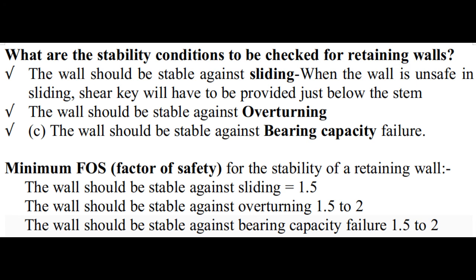The minimum factor of safety for the stability of a retaining wall, please write it down. Number 1, against sliding it is 1.5; against overturning it is 1.5 to 2; against bearing capacity it is 1.5 to 2. So here I complete the theory portion, the basic concept about the retaining wall and the earth pressure.